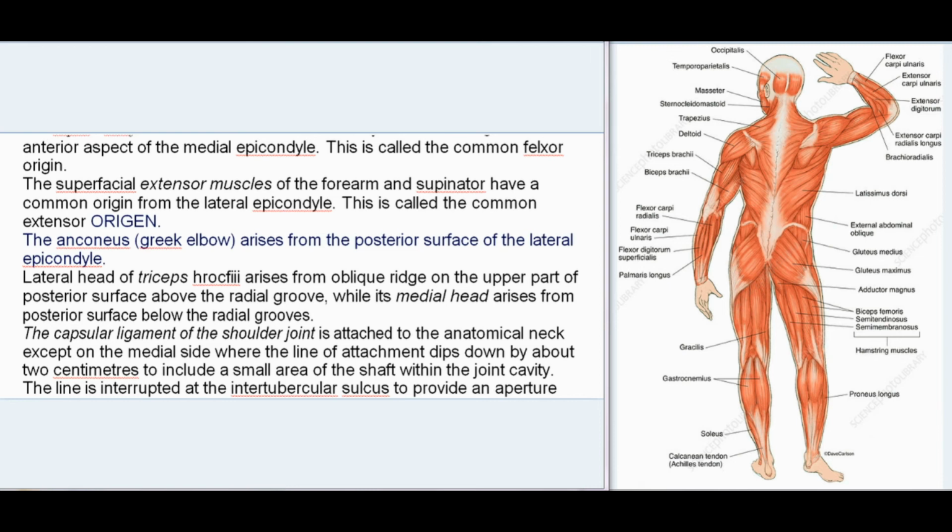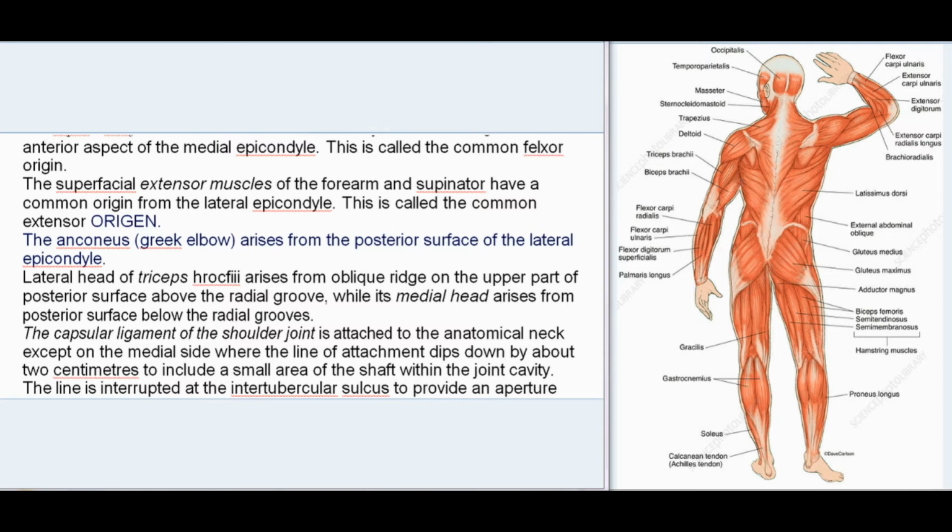The superficial flexor muscles of the forearm arise by a common origin from the anterior aspect of the medial epicondyle. This is called the common flexor origin. The superficial extensor muscles of the forearm and supinator have a common origin from the lateral epicondyle. This is called the common extensor origin. The anconeus, Greek elbow, arises from the posterior surface of the lateral epicondyle. The lateral head of triceps brachii arises from the oblique ridge on the upper part of the posterior surface above the radial groove, while its medial head arises from the posterior surface below the radial groove.